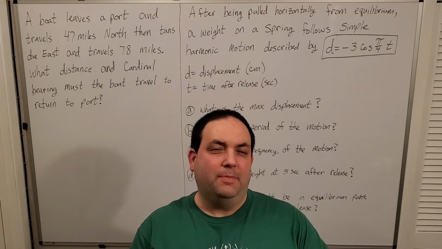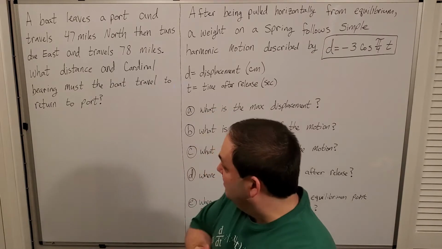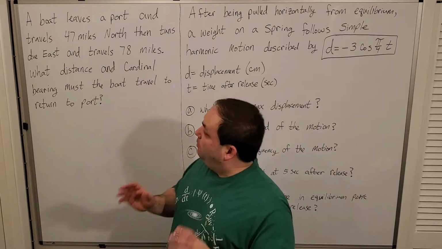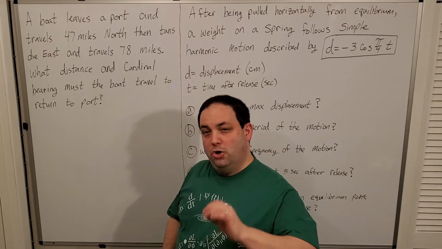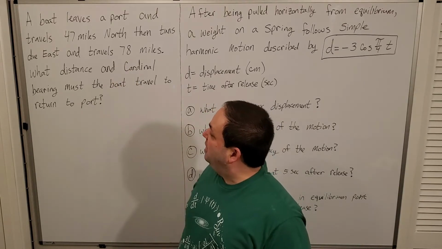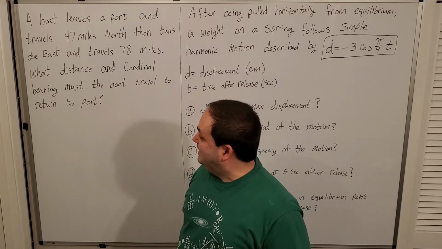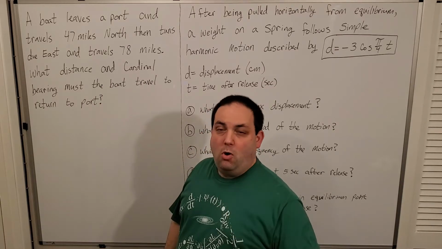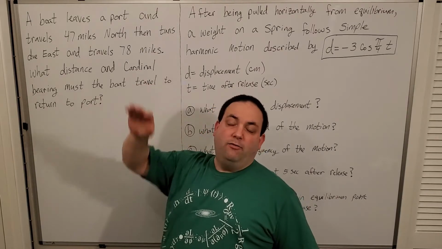So let's finish up this test with these two application problems. I have a boat that leaves a port and travels 47 miles north, then turns east and travels another 78 miles from there. Then what distance afterwards and what cardinal bearing would it be for the boat to travel back to the port?